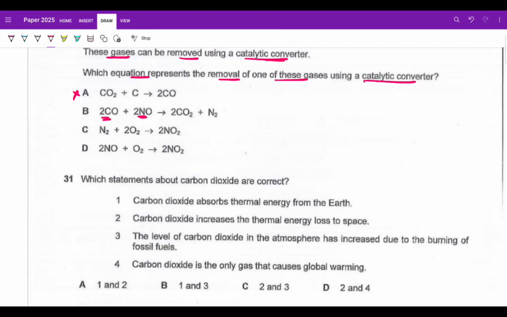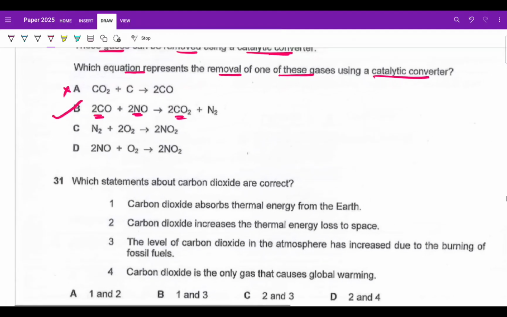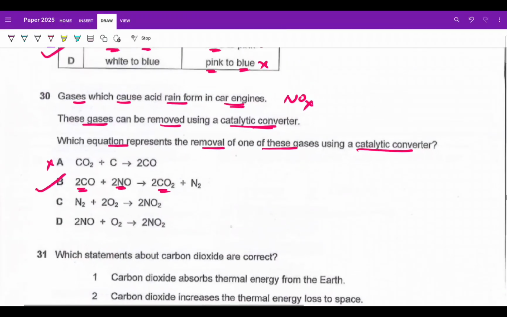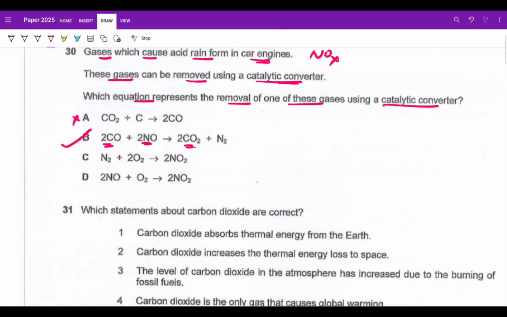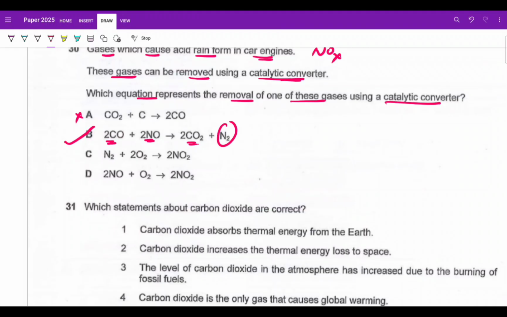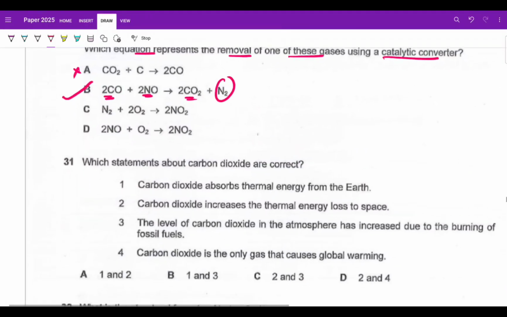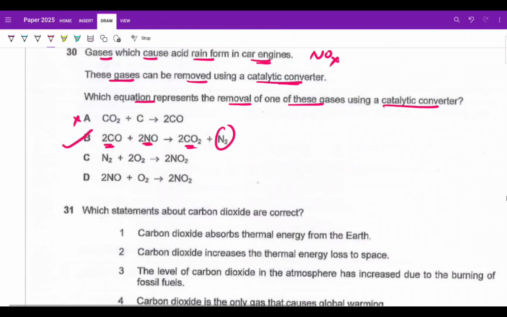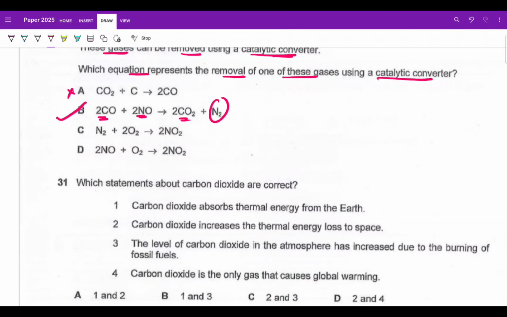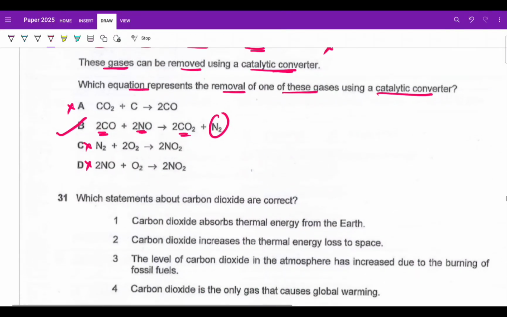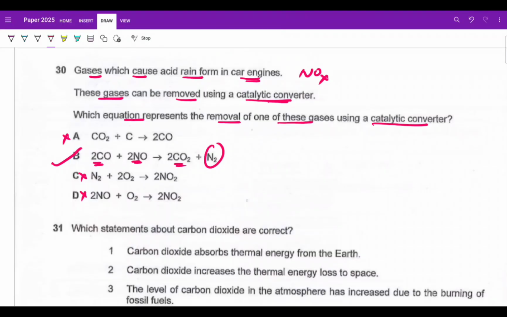Carbon monoxide reacts with nitrogen oxide to form CO2 and N2. This is the correct option because the carbon monoxide produced in the engine reacts with NO, that is nitric oxide, to form unreactive nitrogen and carbon dioxide, therefore converting them to non-pollutant gases. So option B should be the correct answer for question 30. C and D are also wrong. Question 30, answer is B.